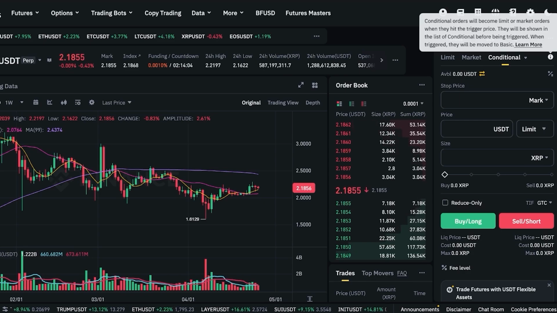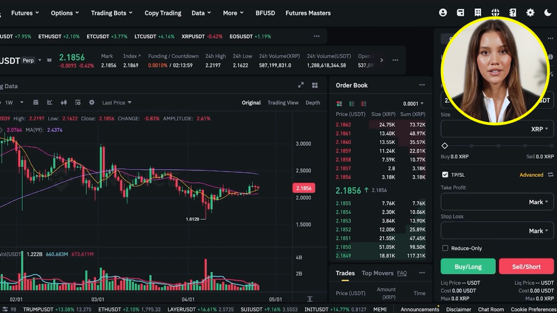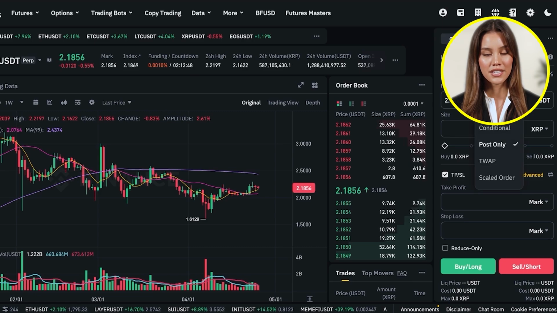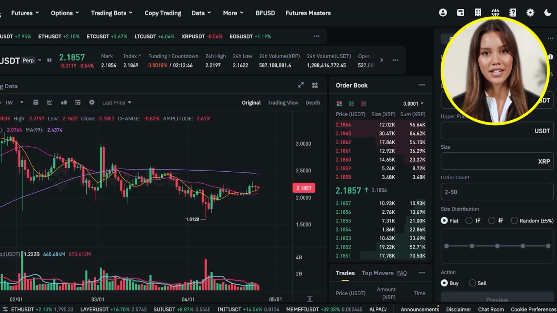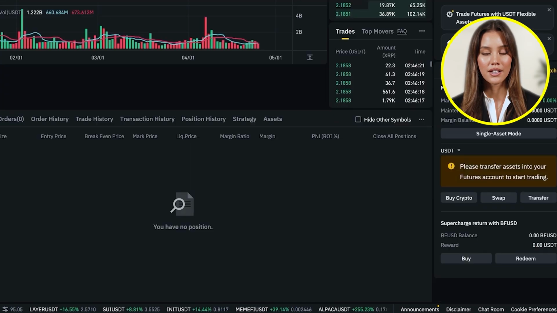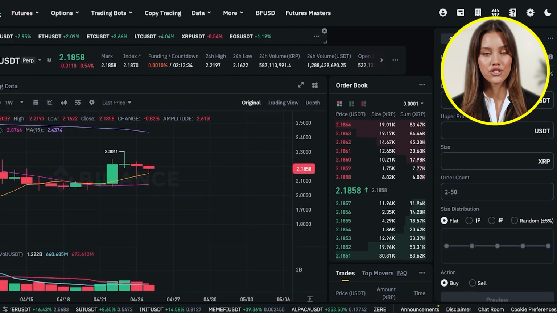Then after that, you have post only, which refers to orders being added to the order book and not being executed with a pre-existing order. Then you also have scaled orders, where it allows you to split an amount into multiple suborders to minimize market impact. So with this, these are all the different things you can do within the Binance Futures market.